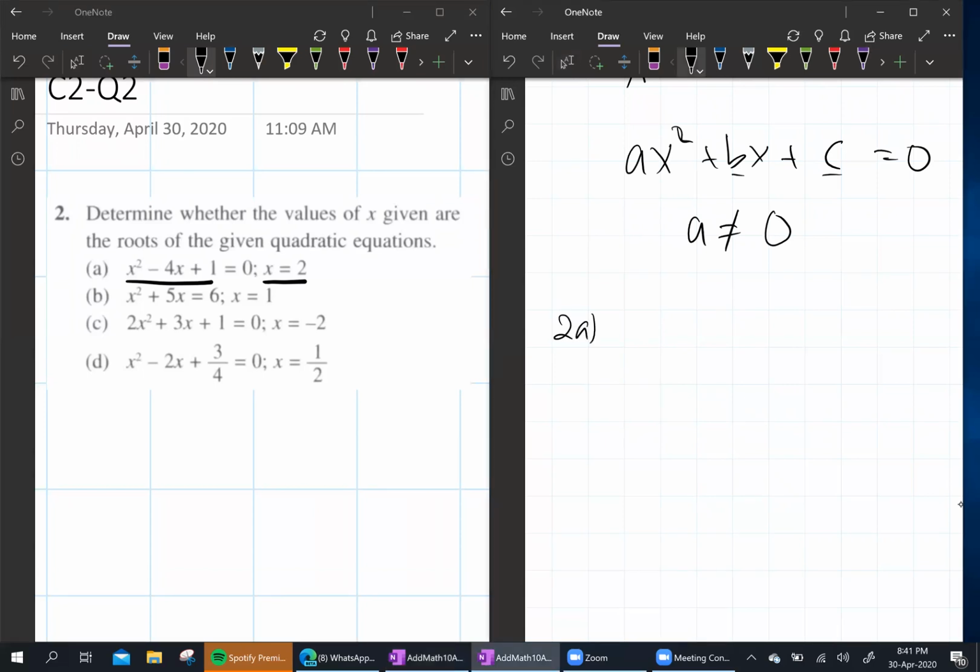So number 2a, what do you have? You have x squared minus 4x plus 1 equals to 0, isn't it? This one can factorize or not?